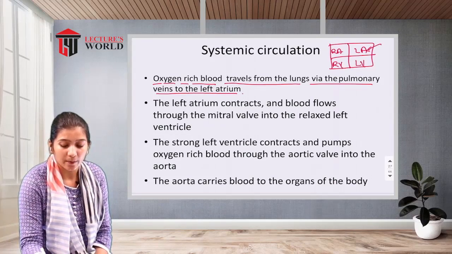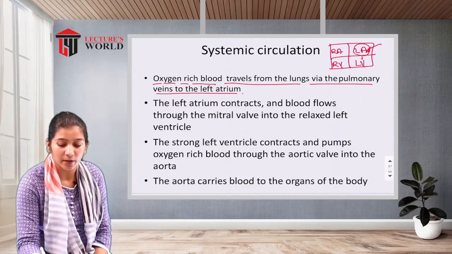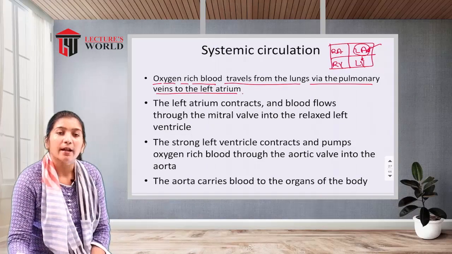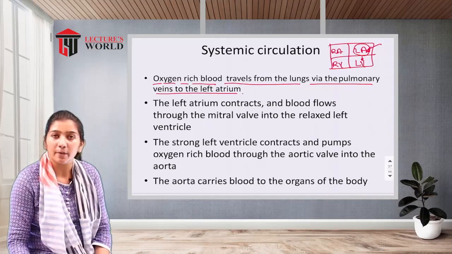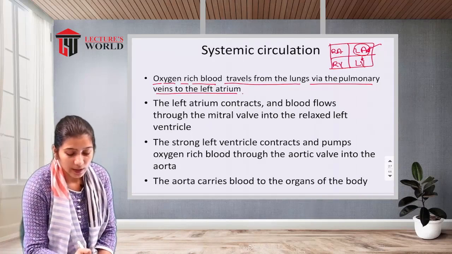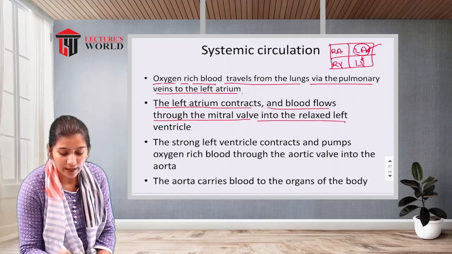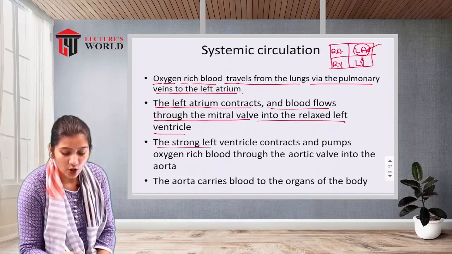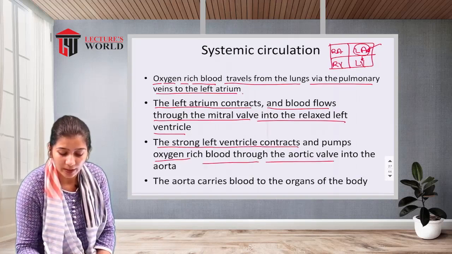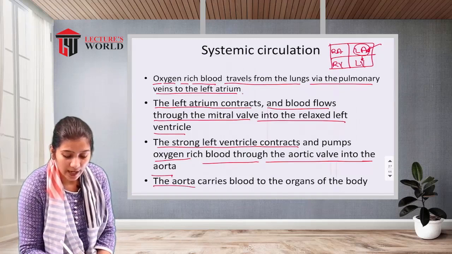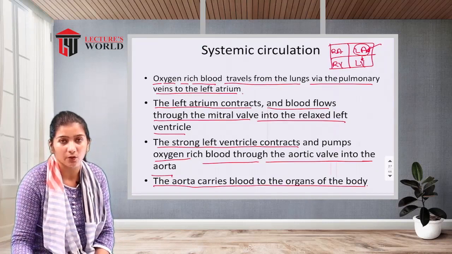Oxygenated blood comes into the left atrium, then after the left atrium contracts, the blood will go down to the left ventricle, and when the left ventricle contracts, the blood passes all over the body, that is known as the systemic circulation. The left atrium contracts and the blood flows through the mitral valve into the relaxed left ventricle. The strong left ventricle contracts and pumps oxygen rich blood through the aortic valve into the aorta, and the aorta carries blood to the organs of the body. So that is the systemic circulation.